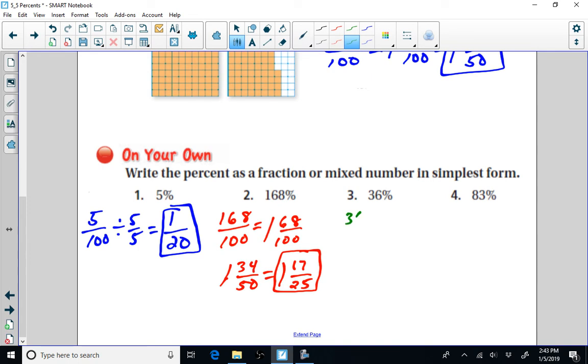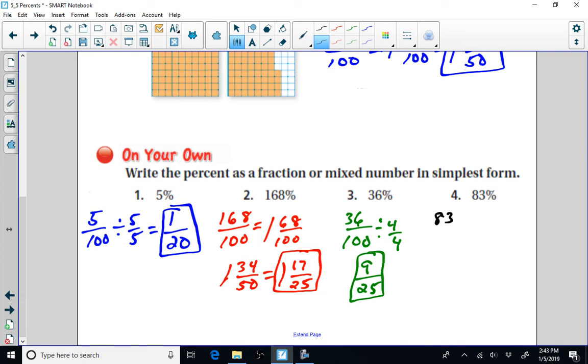36%. I write the percent as a ratio over 100. So I write 36 over 100. I want to simplify by dividing by, what can we divide by? 4 over 4. So 36 divided by 4 is 9. 100 divided by 4 is 25. So 9 over 25 is the same as 36%. And finally, 83%. I take the percent and write it as a ratio over 100.